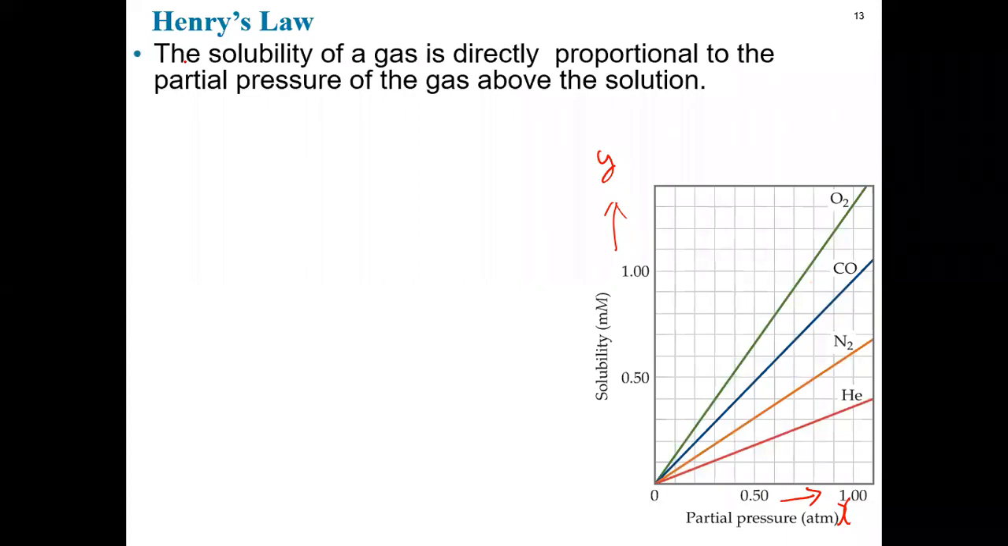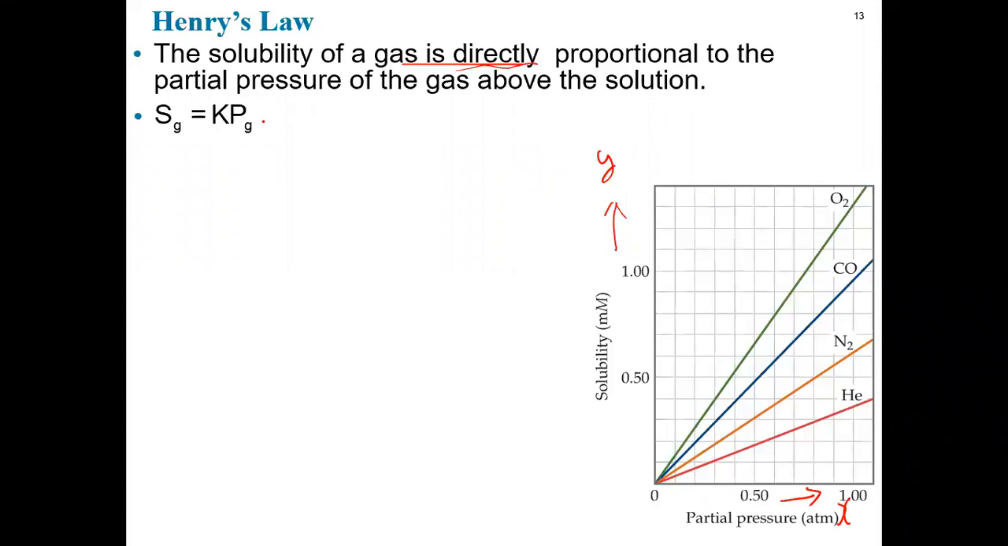Okay. So the solubility of gas, I just added this word last night. So the solubility is directly proportional to the partial pressure of the gas above the solution. So mathematically, Henry's law can be written as S subscript G equals K times P subscript G.